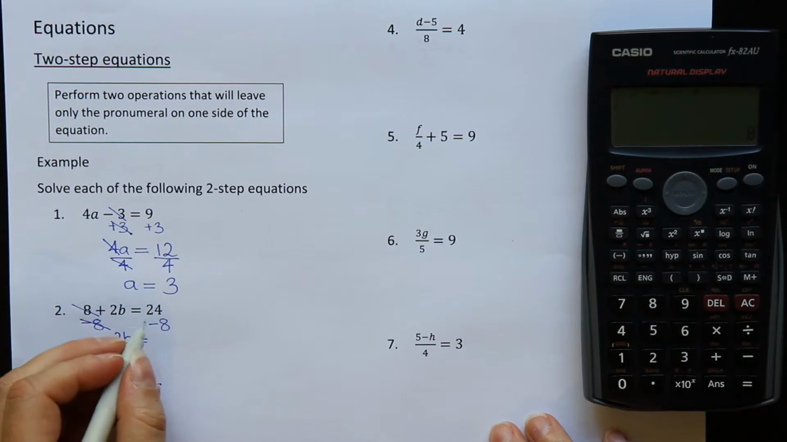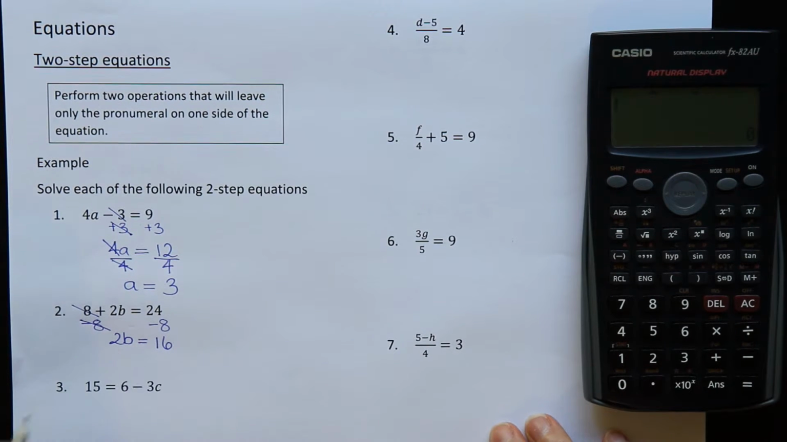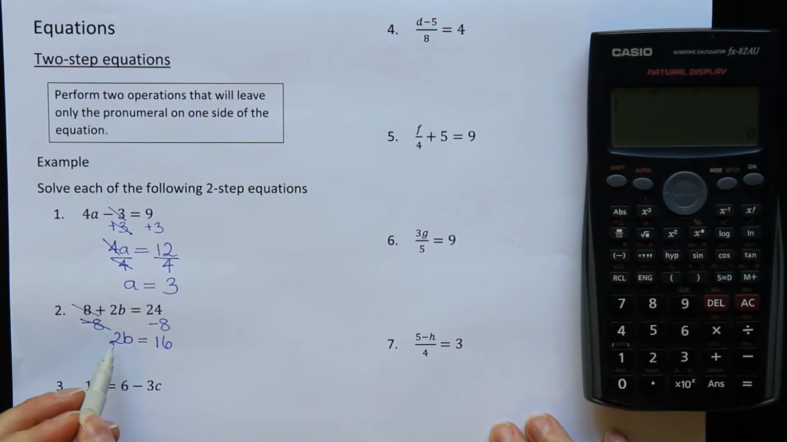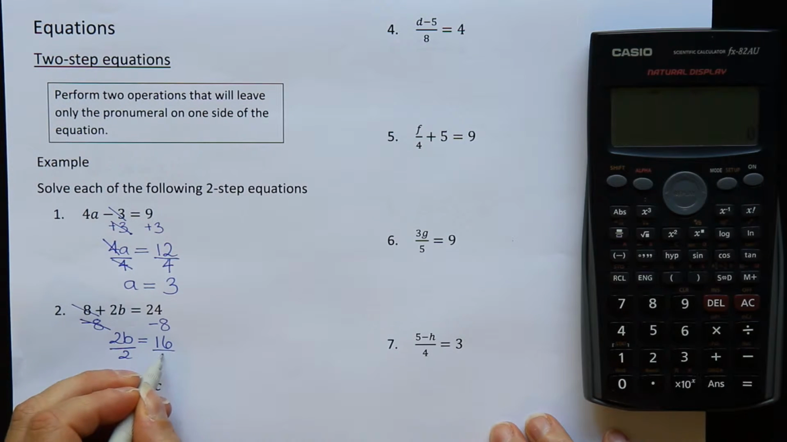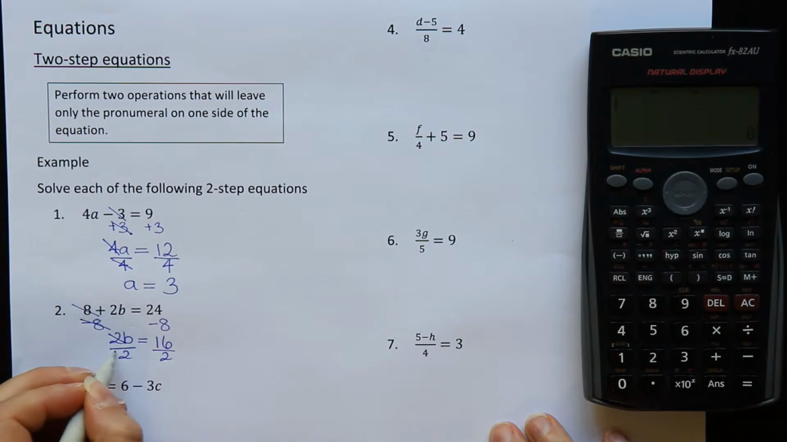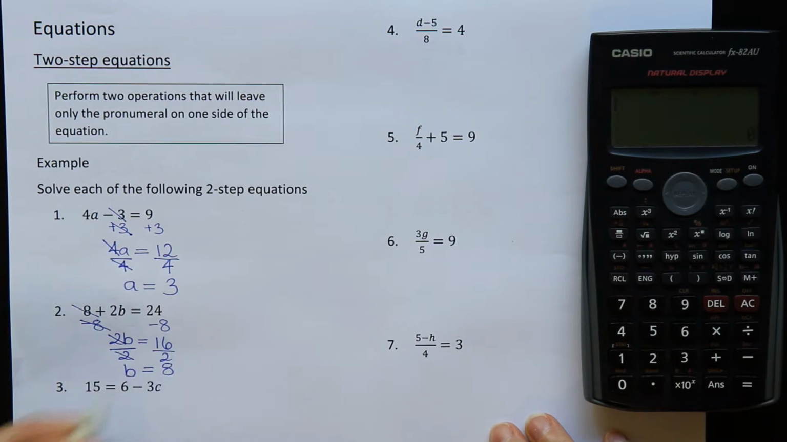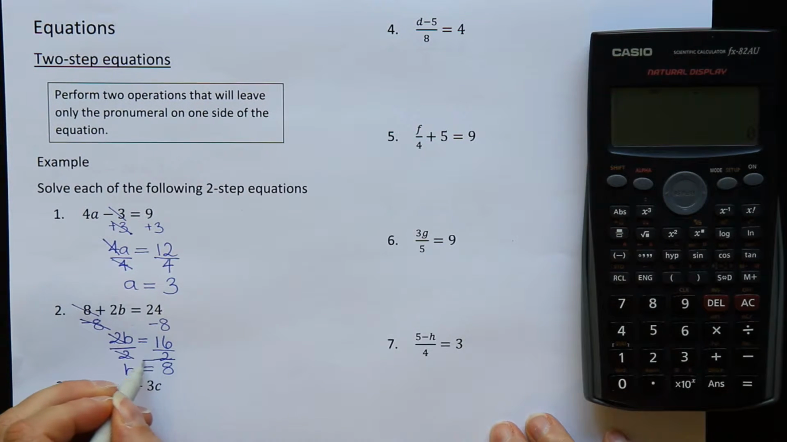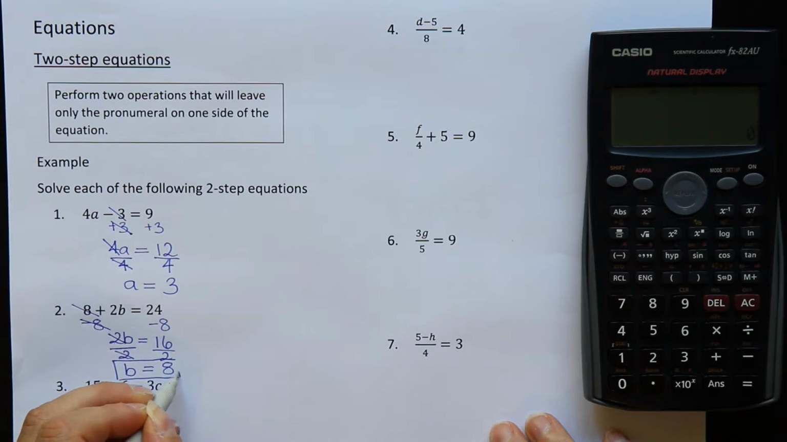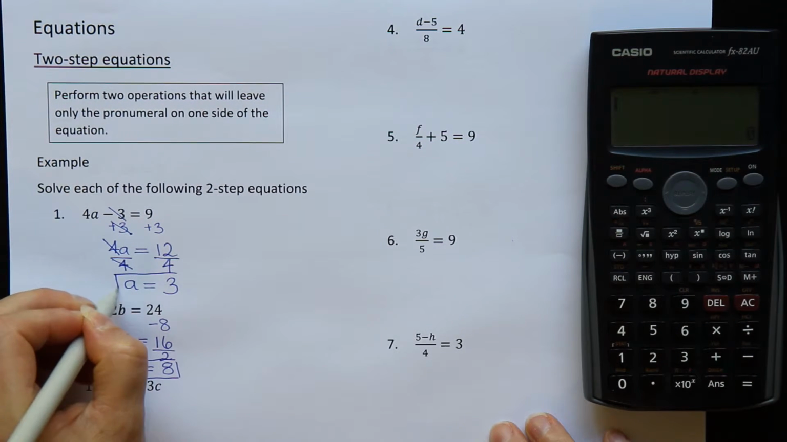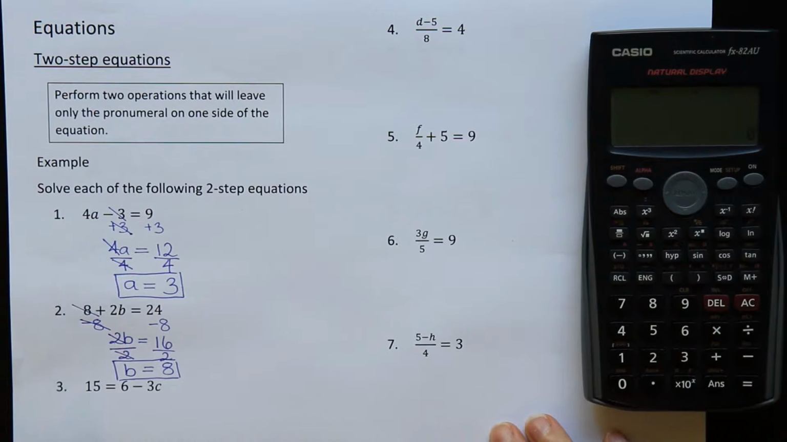24 minus 8 is 16. Now 2b, I need to get rid of the 2. 2 times b, so I need to do the opposite, which is divide by 2 to cancel that away. b is now finally by itself, and 16 divided by 2 is 8. So that's my solution. Sometimes when you do these, it's a good idea to put your answer in a box, just because it's easier to see.